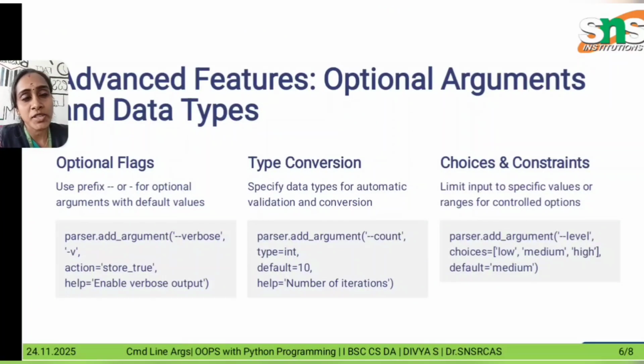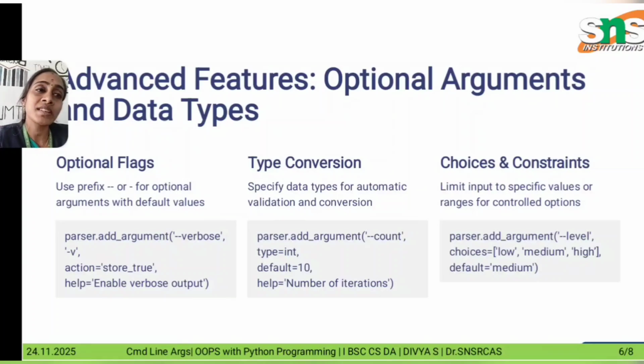Advanced features: optional arguments and data types. Optional flags use the prefix dashes for optional arguments with a default value. I add the argument verbose with action store_true, and help enables verbose output. With type conversion, we specify the data type for automatic validation and conversion. I use parser.add_argument with count, the type is int, the default is set to 10, and the help is the number of iterations.